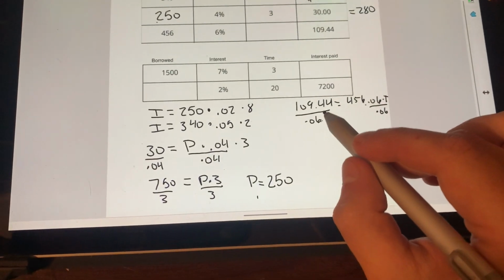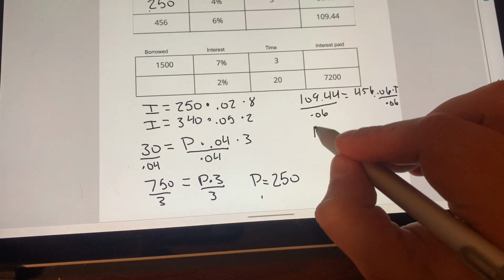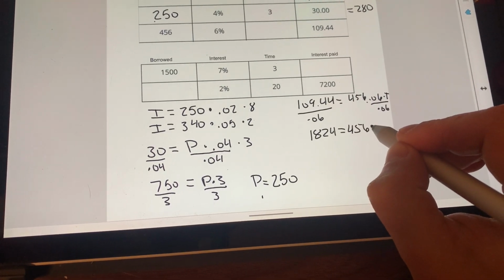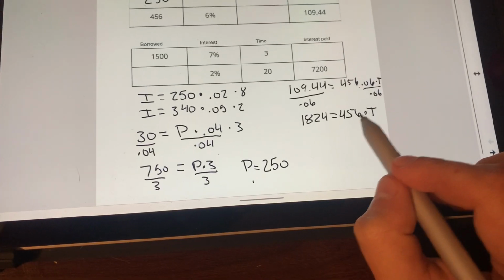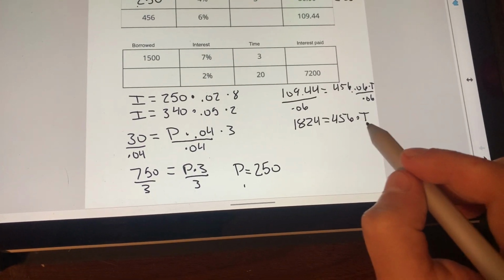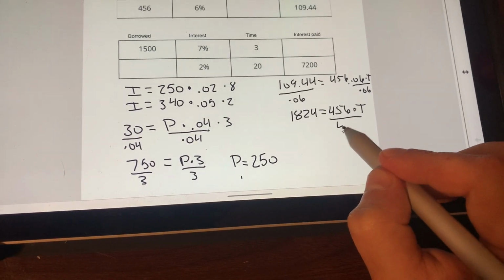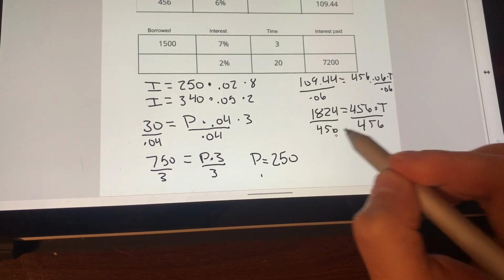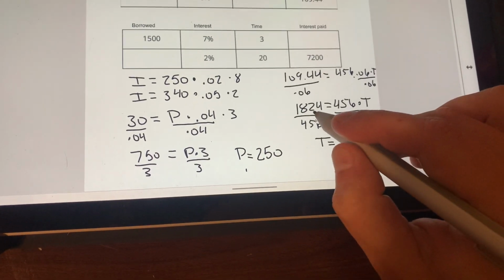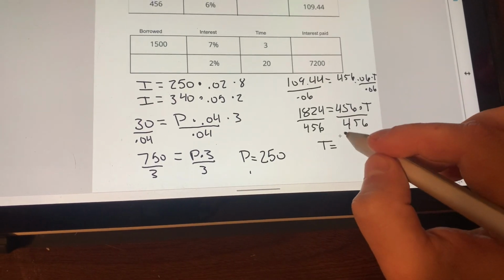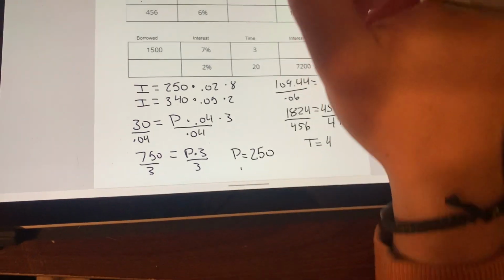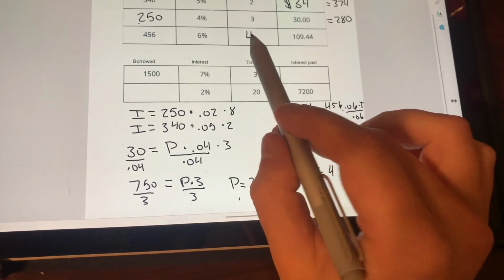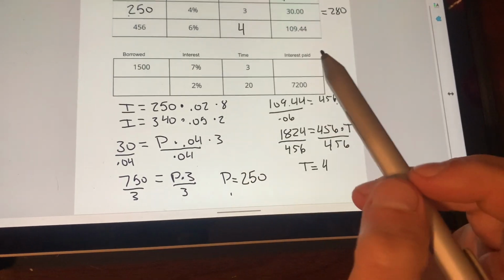When I go 109.44 divided by 0.06, I get 1,824 equals 456 times t. Now, again, what's happening between the t and the 456? Multiplication. I need to do the opposite of that. So I'm going to divide by 456 on both sides, which means t equals 1,824 divided by 456 equals 4, which means that the term of this interest loan was 4 years.